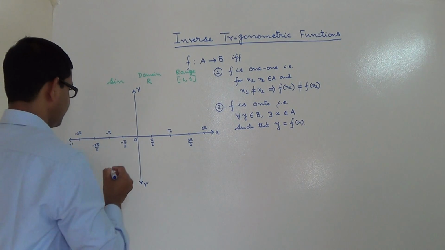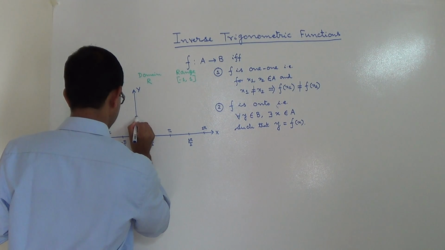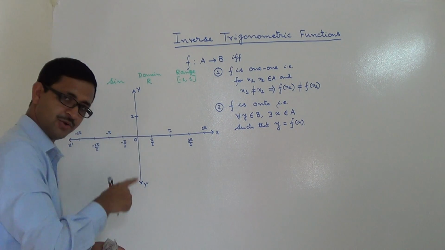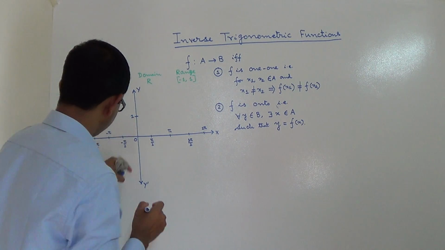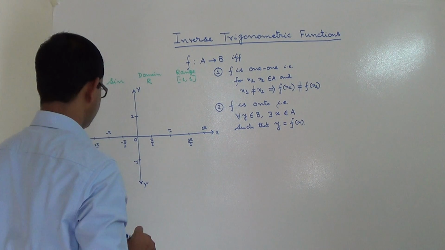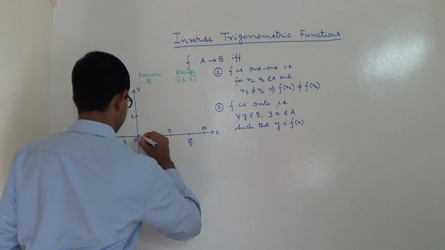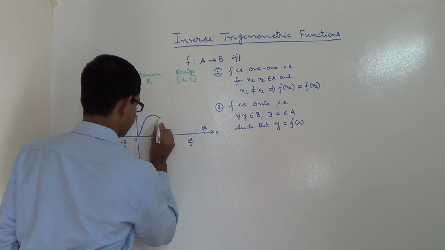Now what is the sine curve? Before that, this is plus 1 along the y-axis, and this is minus 1. Now let us draw the sine curve. How does the sine curve look? Like this.